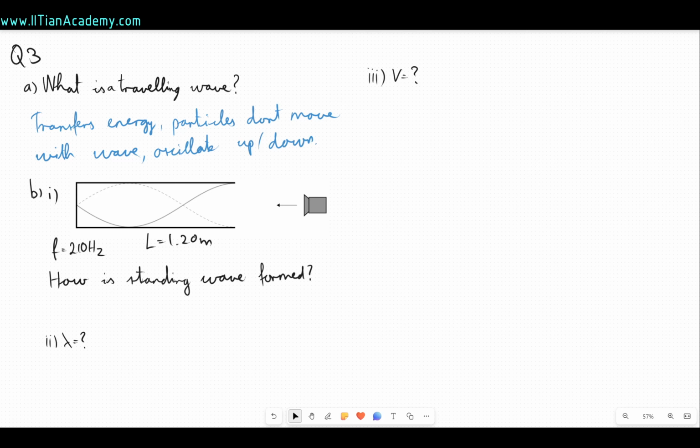So in question 3b, we're given a loudspeaker emitting a sound of frequency 210 Hz into a pipe, as shown on the diagram. We're asked to outline how the standing wave is formed in the pipe.